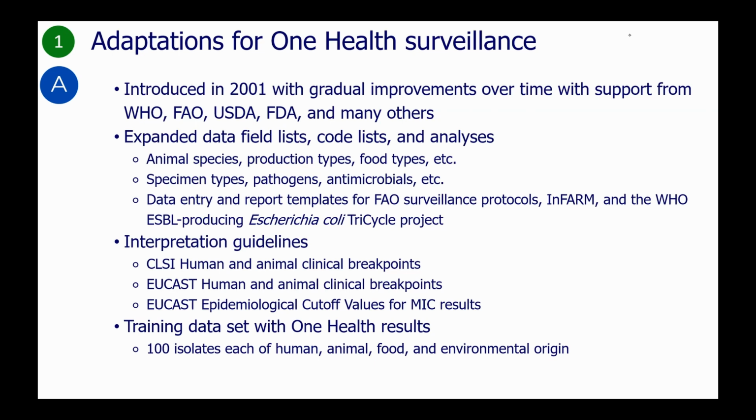When you install WHONET, WHONET provides you with two sample databases which you can utilize to practice the WHONET analysis features. One of those is a data set of 622 human health isolates. The second database is 400 isolates, including results from 100 human samples, 100 animal samples, 100 food samples, and 100 environmental samples.